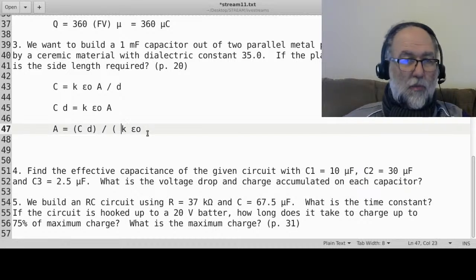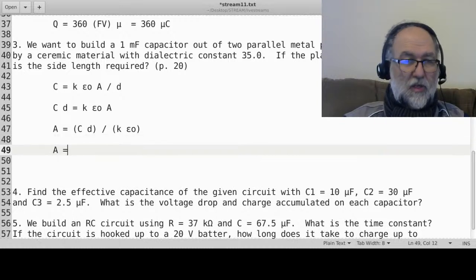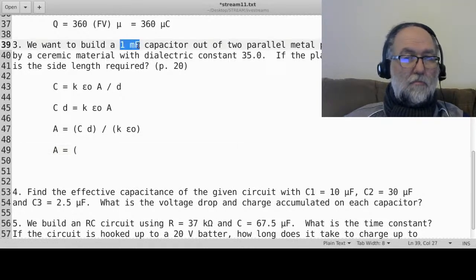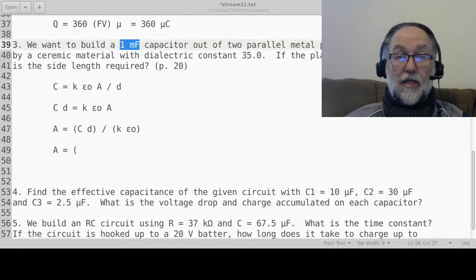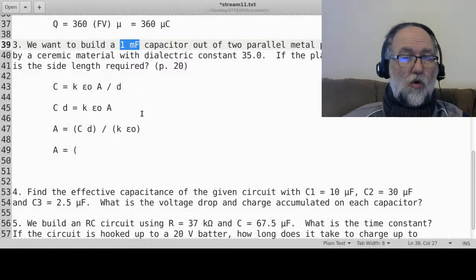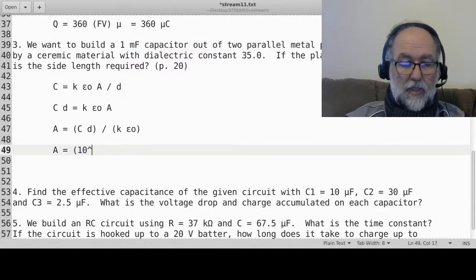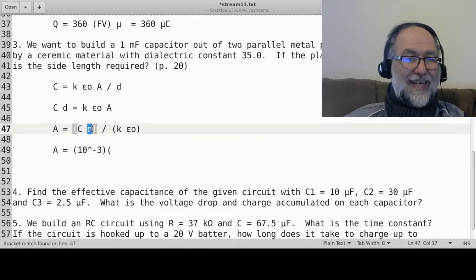And for this one, we better be careful working in MKS units. Try not to be too fancy with the prefixes. So here, this is a millifarad. Milli is 10 to the minus 3. Okay, and so over here, this is going to be 10 to the exponent negative 3. All right, and we're going to multiply that by d.